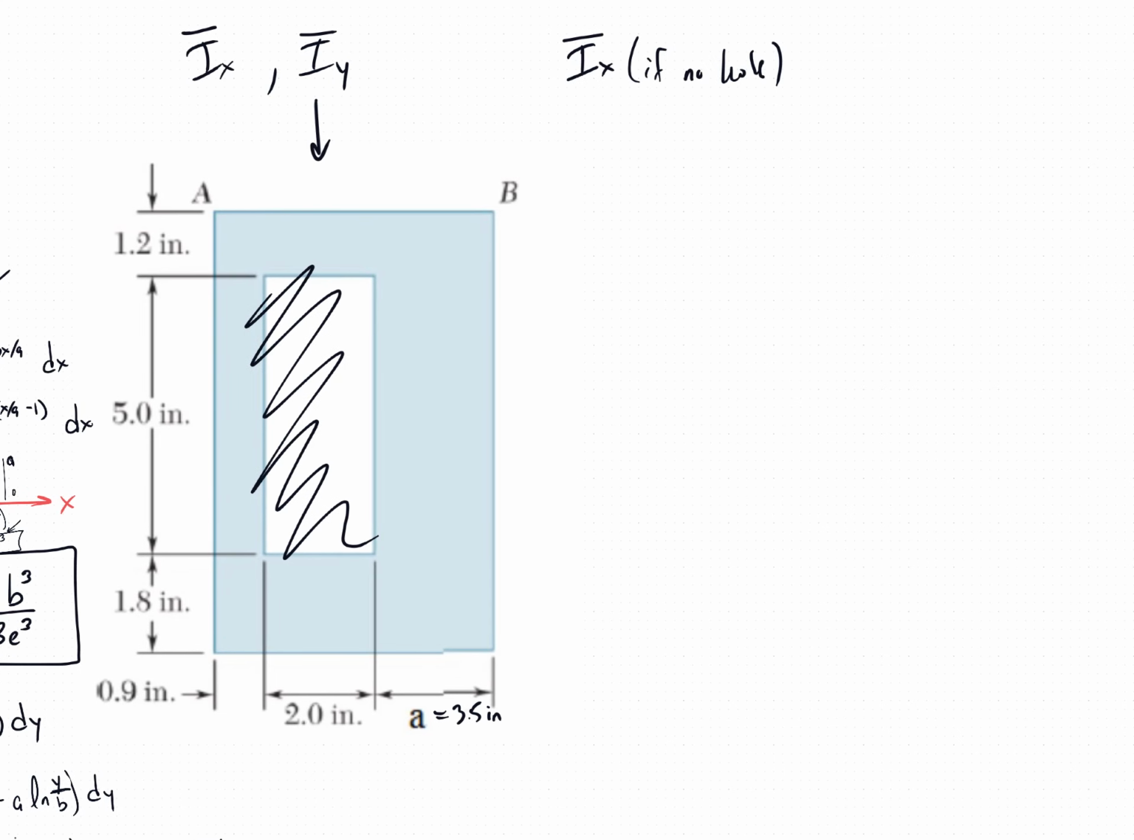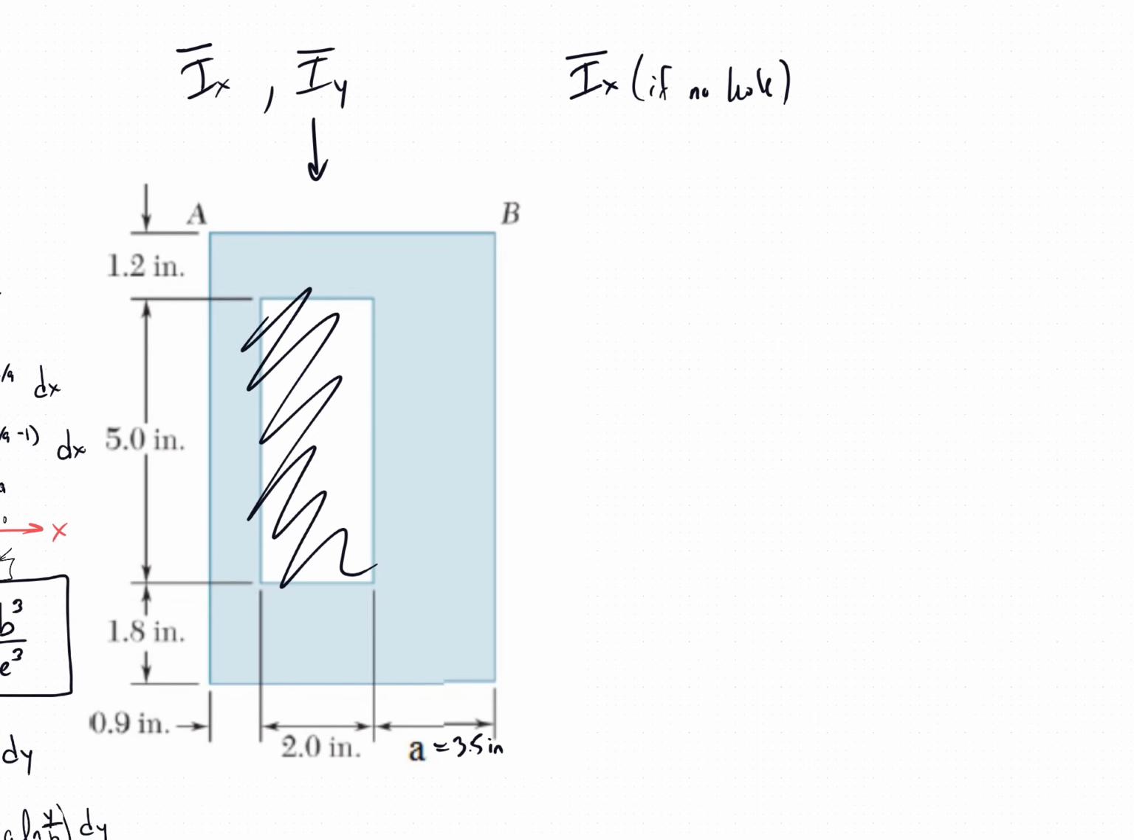Anyway, in this case, Ix bar, if no hole, equals 1/12 of the base of this thing times the height of this thing cubed. It's like the simplest problem ever. The way I solved it earlier was with a capital B and a capital H. We could leave it like that if we want. So it's going to be 1/12.